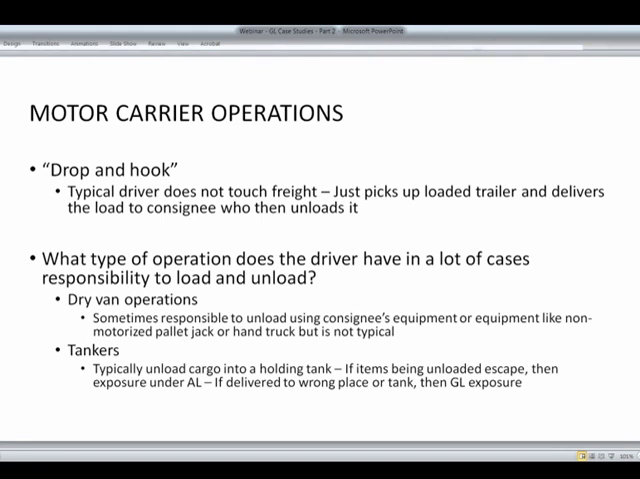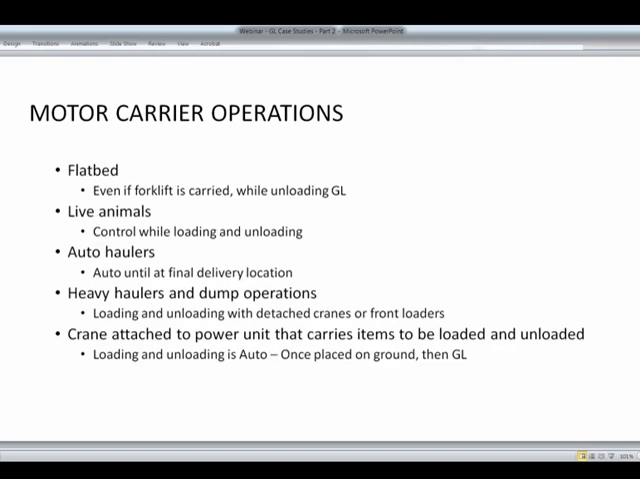A tanker, gasoline, food products, any kind of tanker. Typically we unload and load tankers by hand, and therefore if damage is done, and what's being unloaded escapes, then that's an auto loss. After the items are delivered in the wrong place or tank, then that becomes a GL exposure. Flatbed. Even if the forklift is carried, to use it, it has to be taken down and then start to unload. That's GL. Live animals, control while loading and unloading.